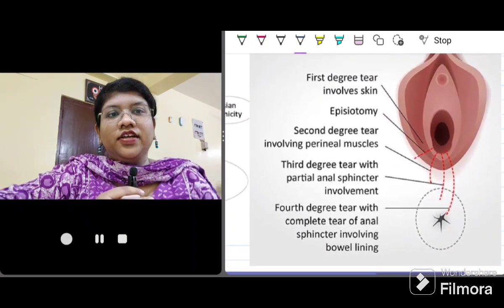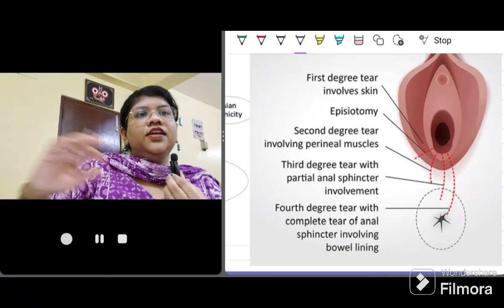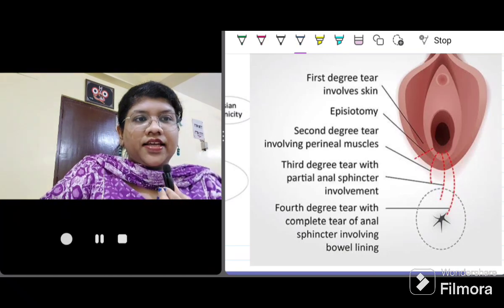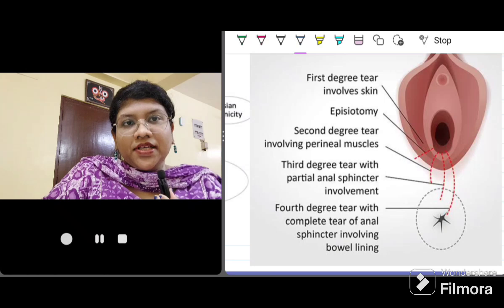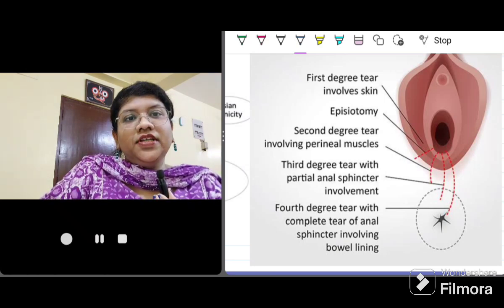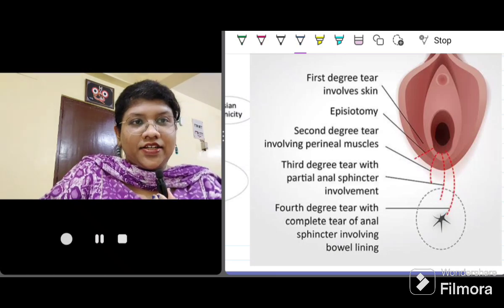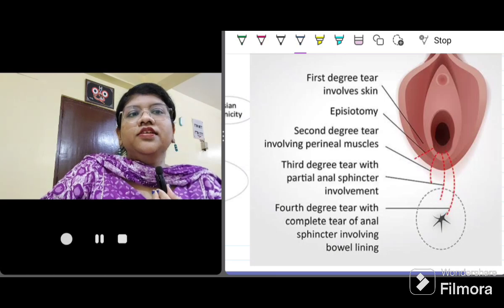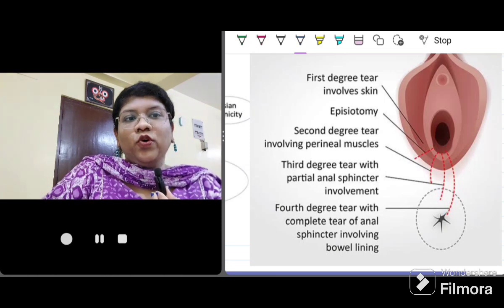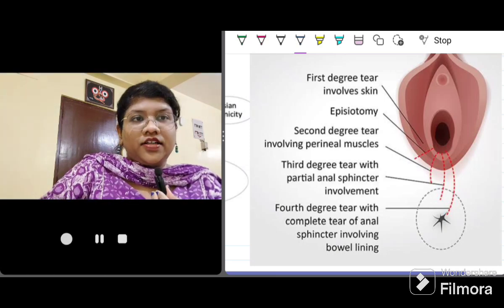So let's discuss the perineal tear first. We have 4 degrees of perineal tear. First degree involves only the skin. Second degree involves the perineal muscles, as I showed you. Episiotomy is a surgically planned incision, and that comes in the category of second degree. Third degree is when there is partial anal sphincter involvement, and fourth degree involves the rectal mucosa.